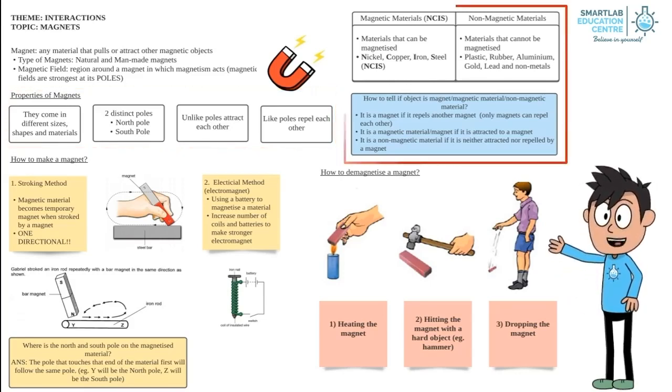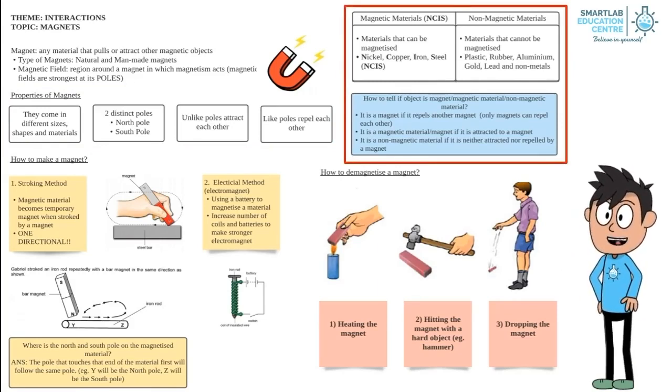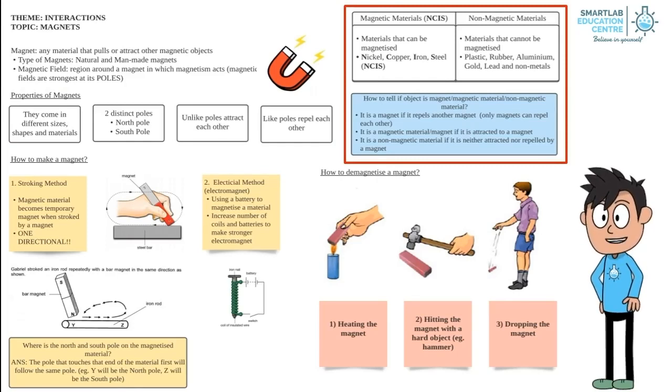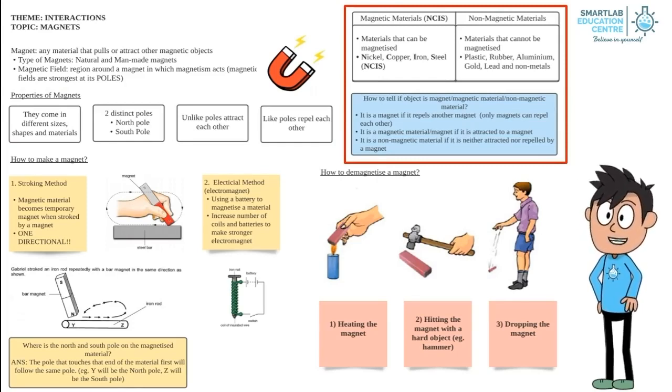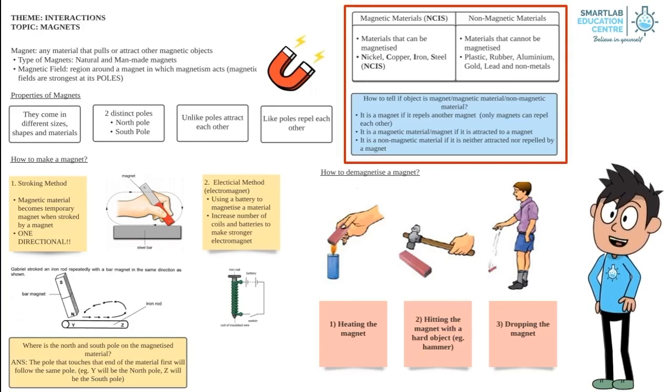Magnetic materials are those that can be magnetized. There are only four materials that are magnetic, and they are nickel, copper, iron, and steel. Non-magnetic materials are those that cannot be magnetized. For example, plastics, rubber, aluminium, gold, lead, and nonmetals.